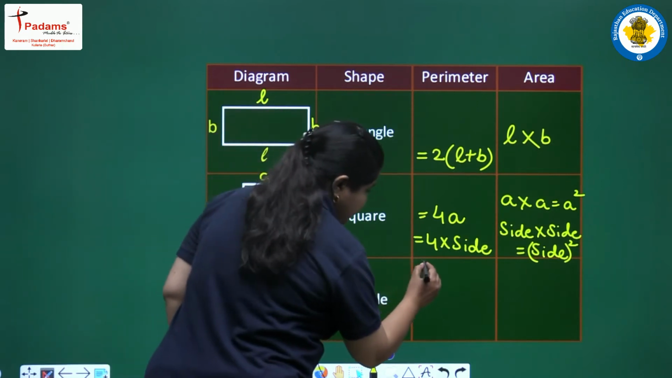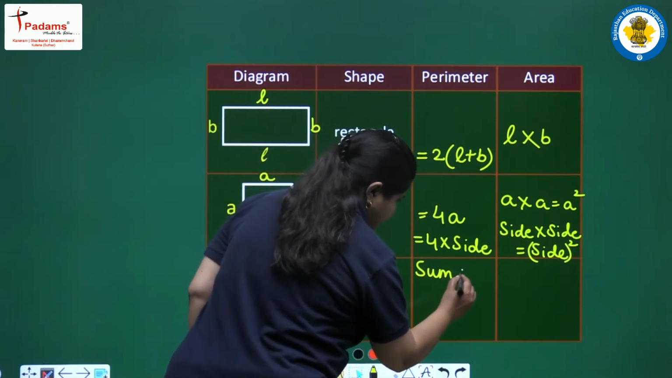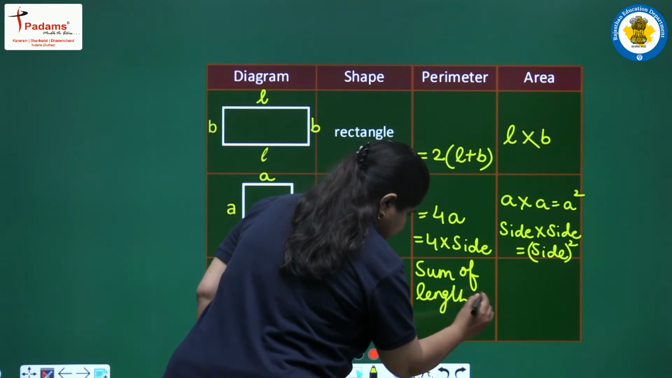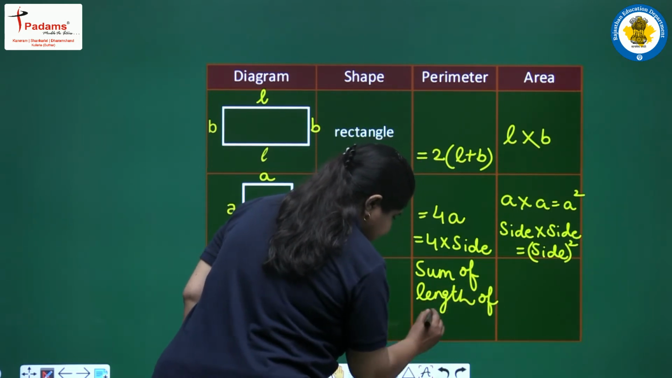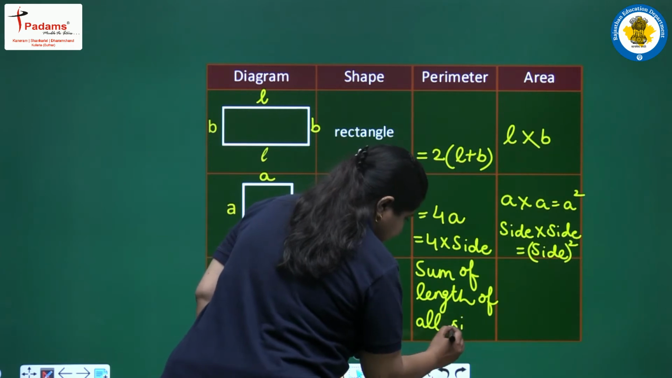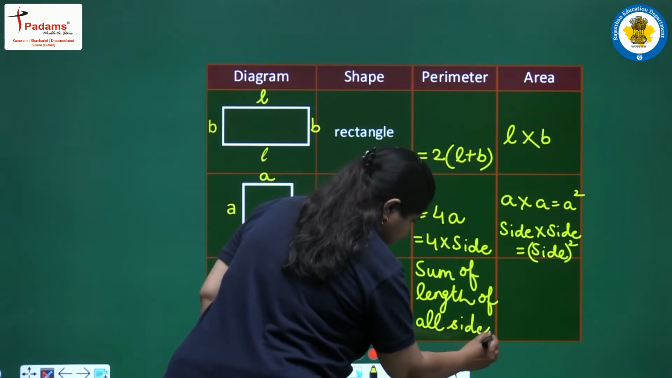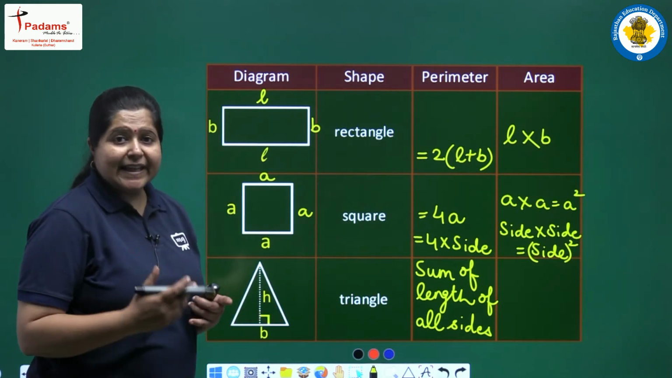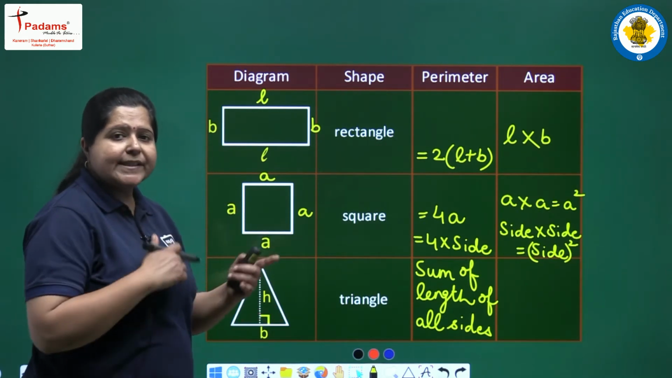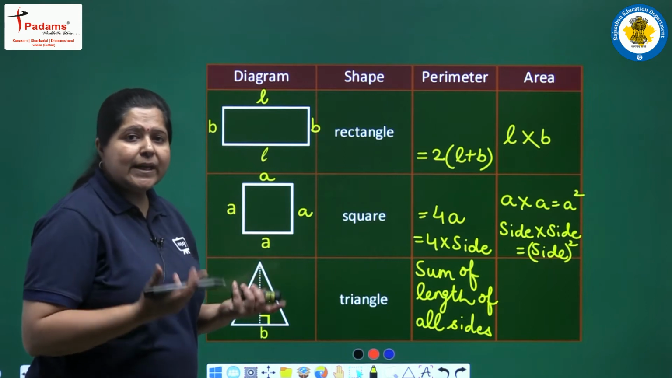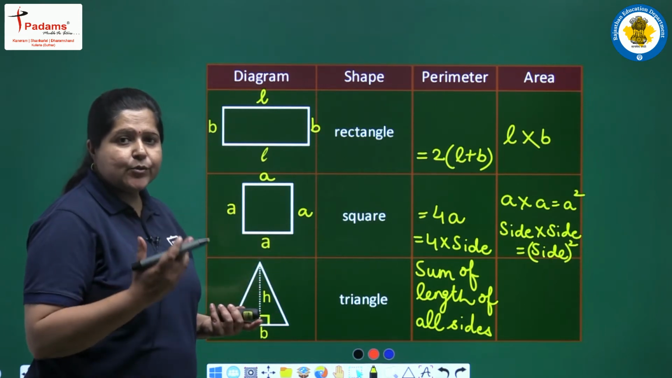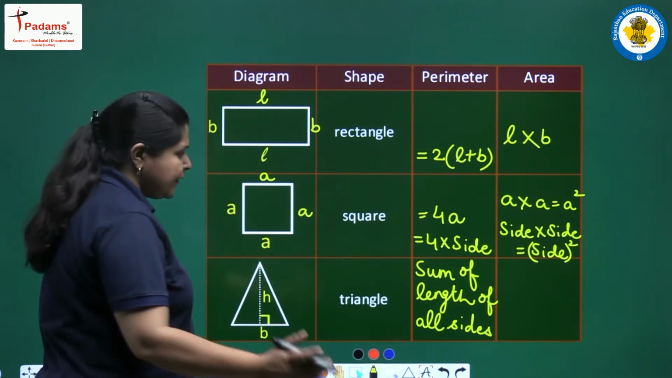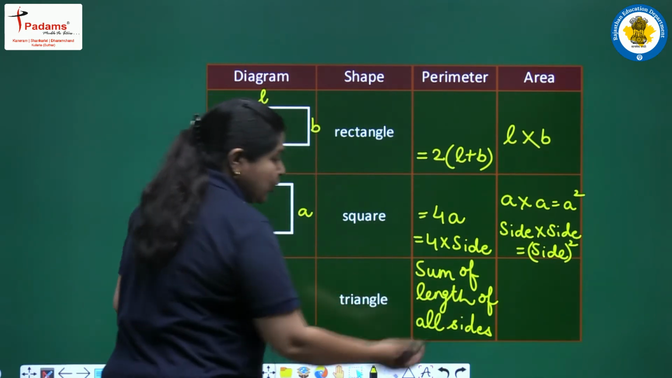It is equal to sum of length of all sides in case of a triangle. In case we have an equilateral triangle, then we can take it as 3 into side, because then the length of each side will be equal, and then we can take it as 3 into side in case of an equilateral triangle only. Otherwise, we take it as sum of length of all sides.